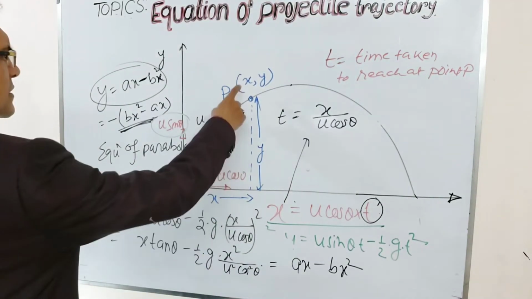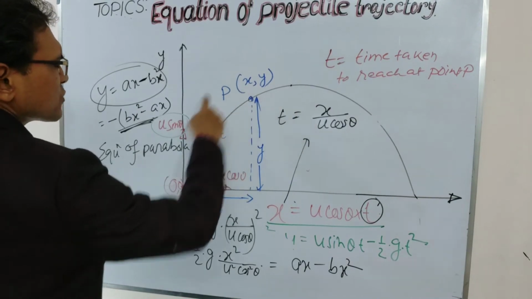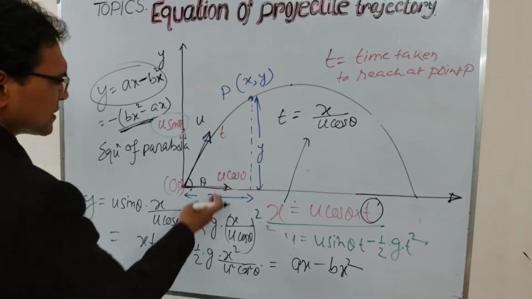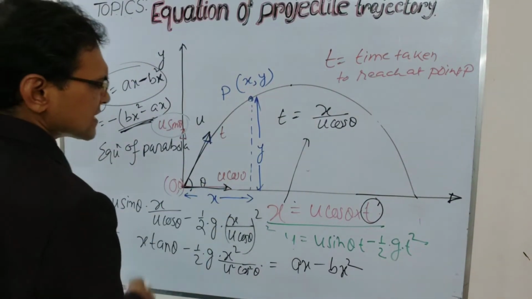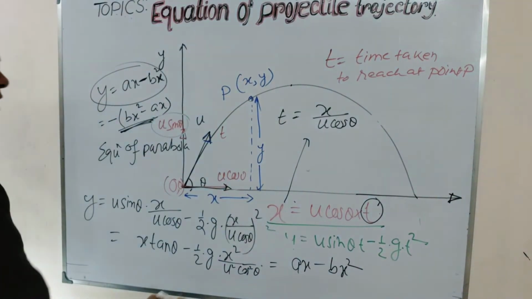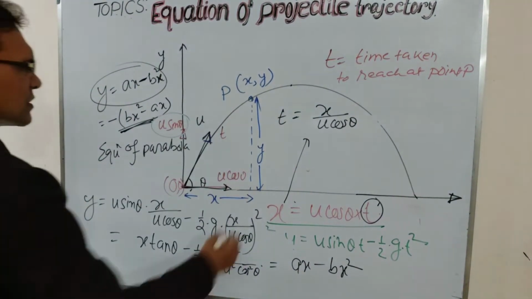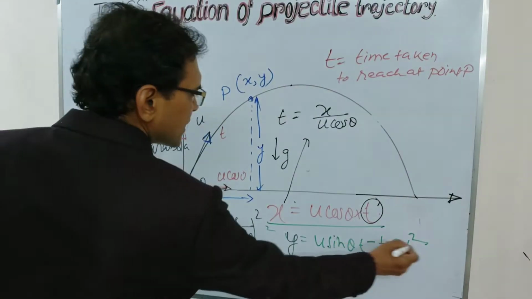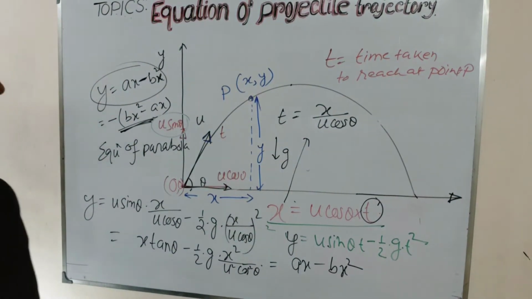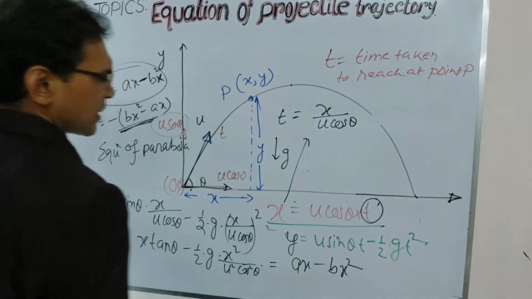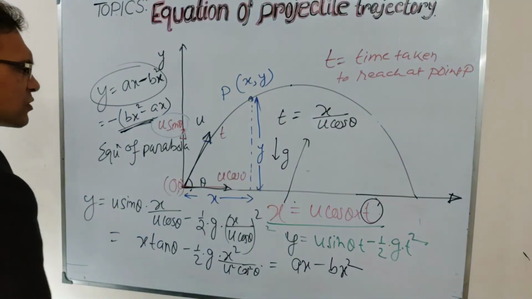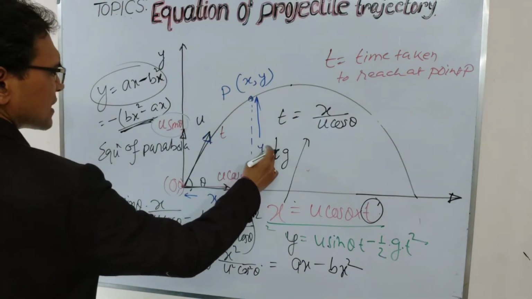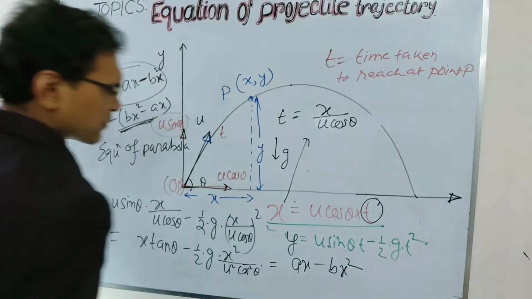I repeat once again. The coordinate of this point is x, y. So x equals velocity into time, because no acceleration is present in this direction. Along the y direction acceleration acts in the opposite direction, so we use y equal to ut minus half g t square. Here acceleration is minus g, acting vertically opposite to the direction of movement.